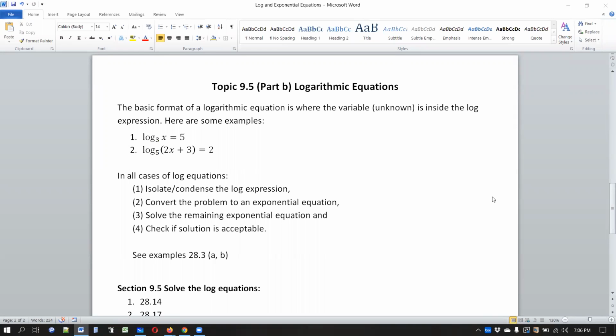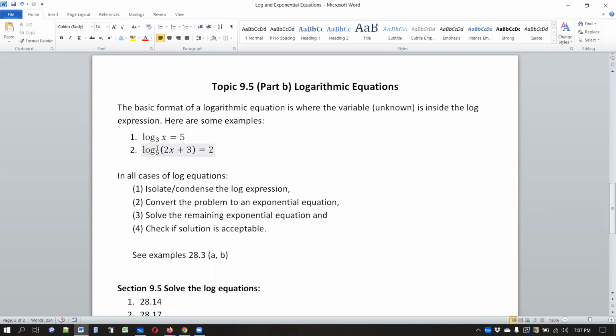Hi, hello everyone. So this is the second video dealing with topic 9.5, and this is specific about log equations. So we've already covered exponential equations, and now this is the flip side, which is logarithmic equations. So these are the equations where the variable or the unknown is inside the log expression.